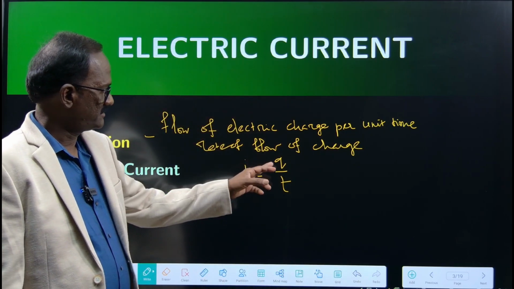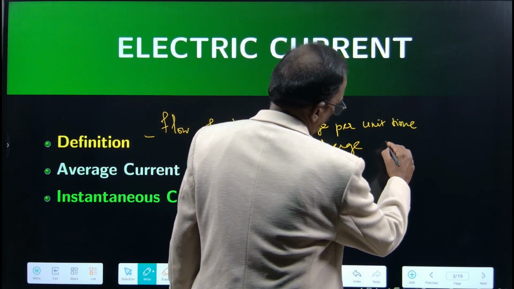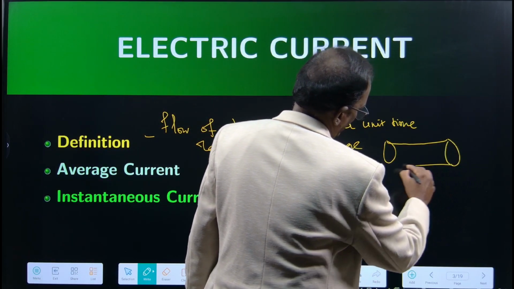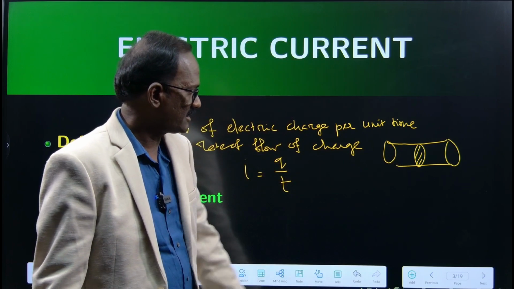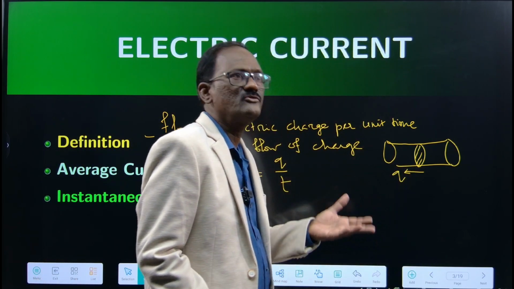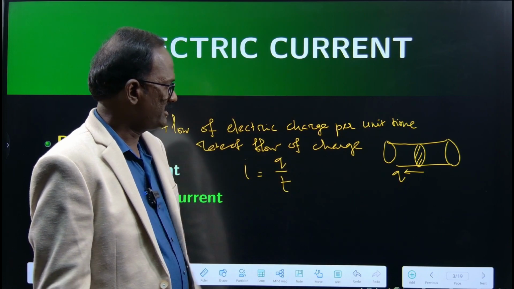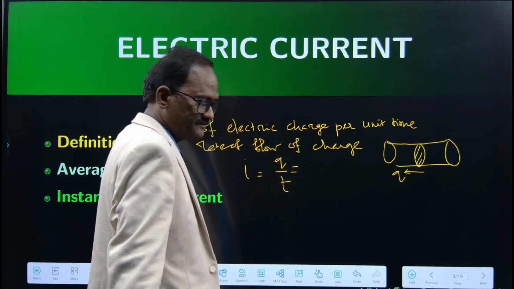Q by T. The charge carriers: how many charge carriers are flowing through a cross section of a wire or conductor? Let me take this conductor and a cross section of the wire. How many charge carriers are flowing per unit time? Usually 1 second, right? So per unit time, how many charge carriers are flowing through this conductor?